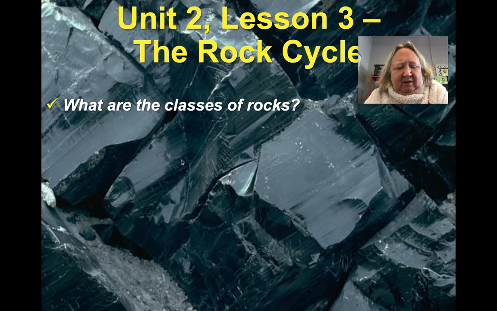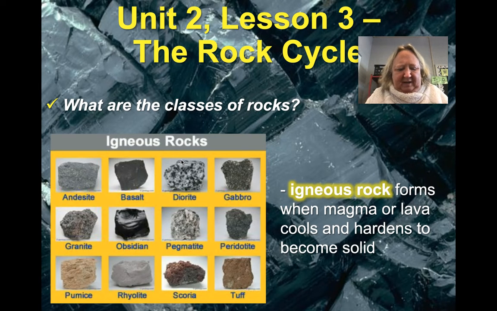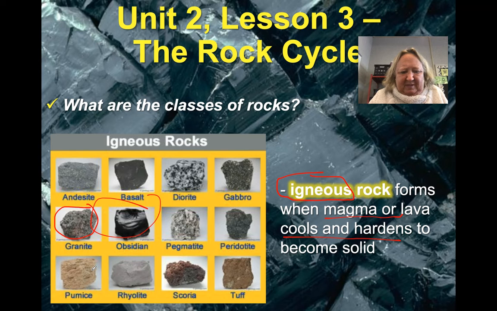All right, so here are 3 classes of rock. First one is igneous. Igneous, okay? And that is when magma or lava cool and harden to become a solid. There are several that are famous, common, popular, granite being one. People make kitchen countertops out of that. And another one is maybe obsidian. You've seen it, but probably one of the most famous is granite. Pumice as well. Okay, those are 3 common igneous rocks.